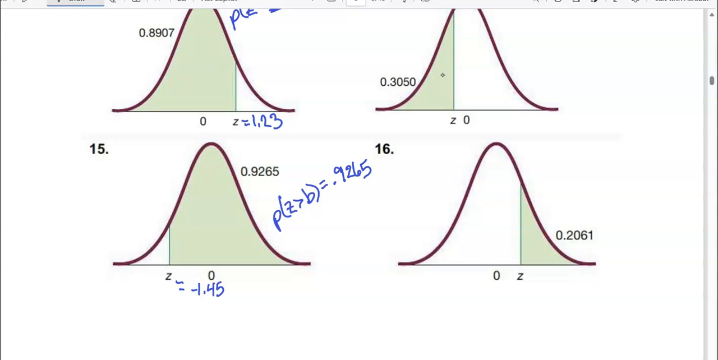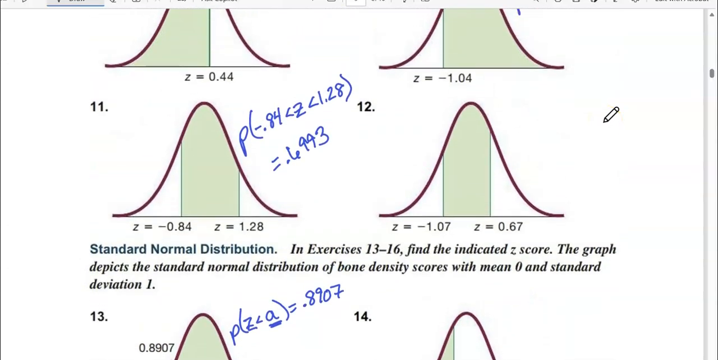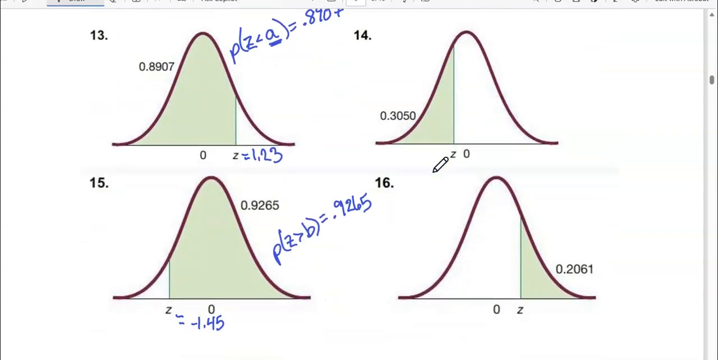So that's using the technology to find a z-score if we have an area, like we did here, or finding the area if we had a z-score or 2 z-scores.